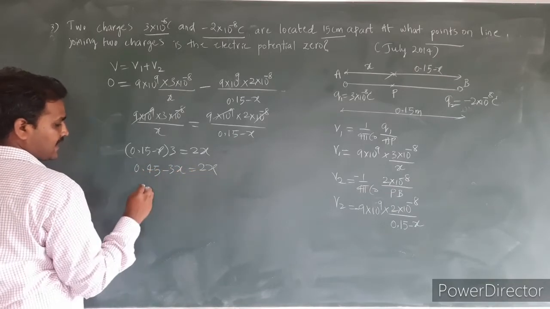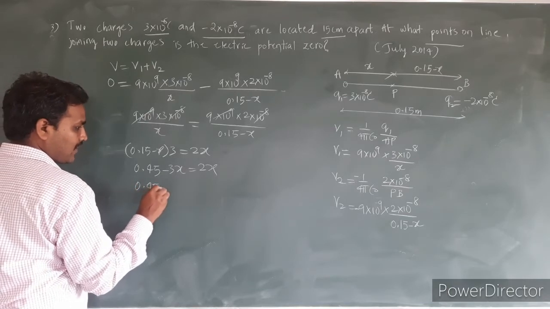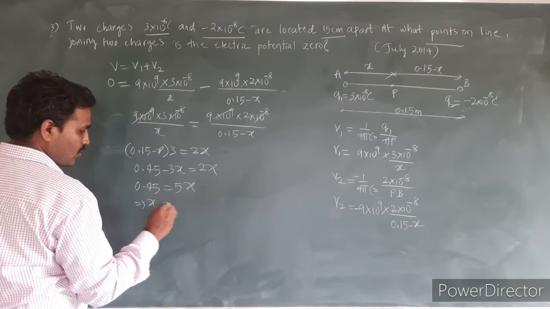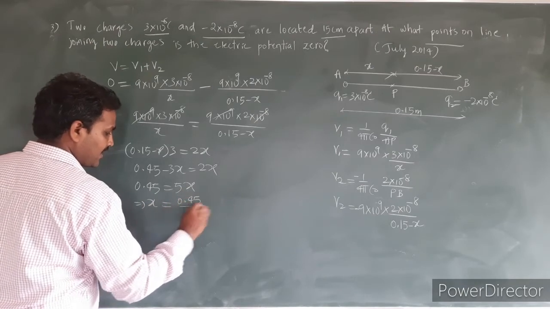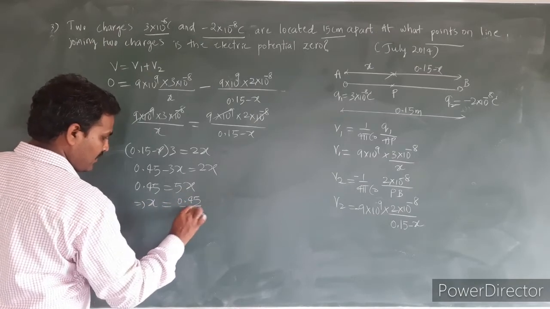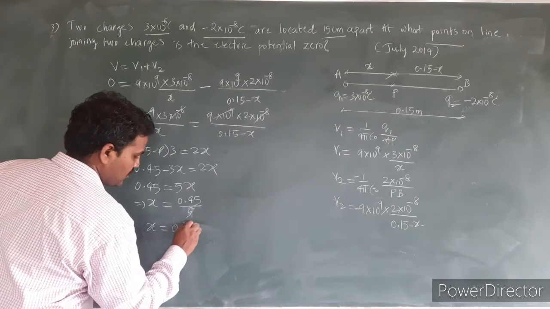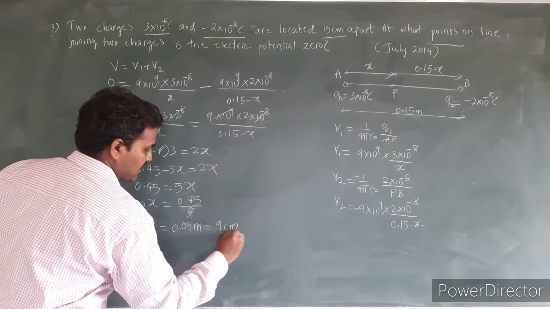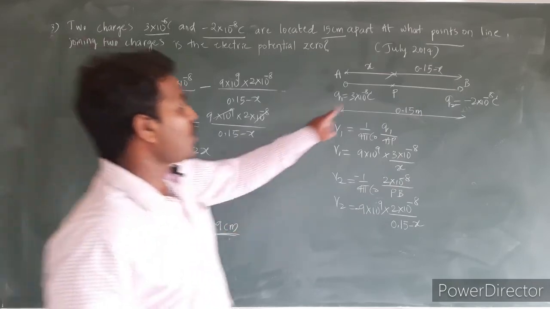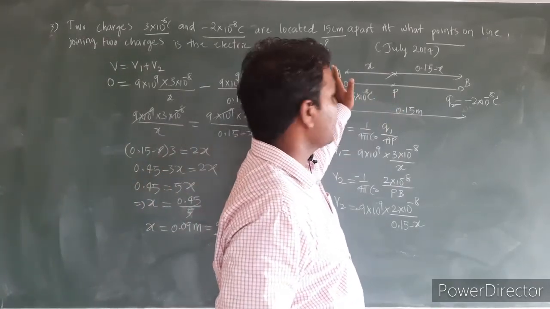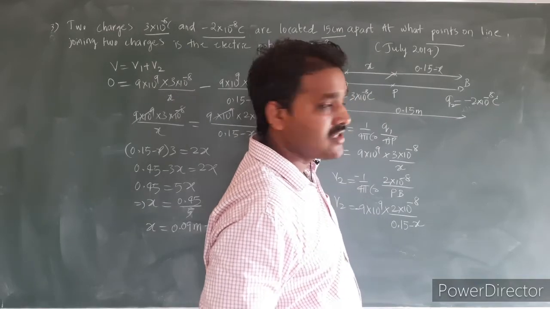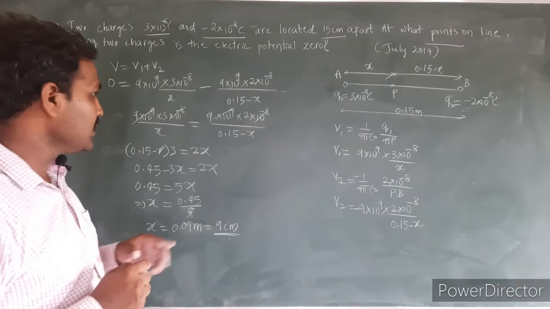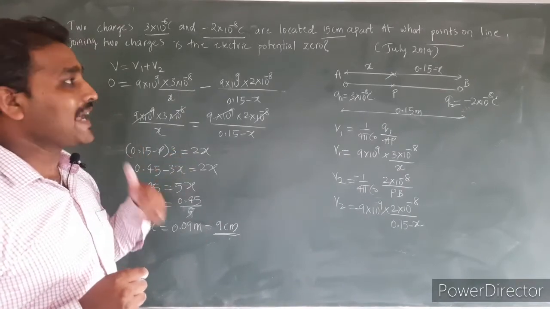2x. So I take it to the right side, I can write 0.45 is equal to 5x. This implies x is equal to 0.45 divided by 5, that is 0.09 meters or 9 centimeters. Okay. So the point P is at a distance of 9 centimeters from charge Q1. So this is half of the solution, and we have to find out another point.